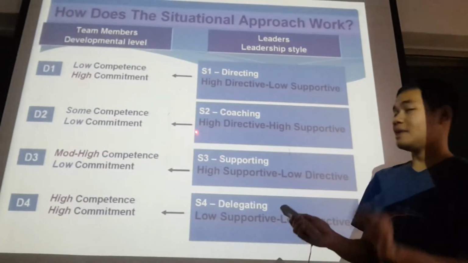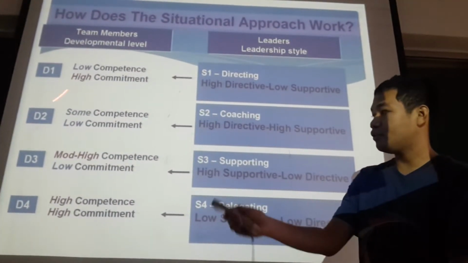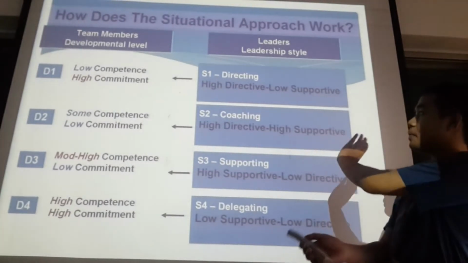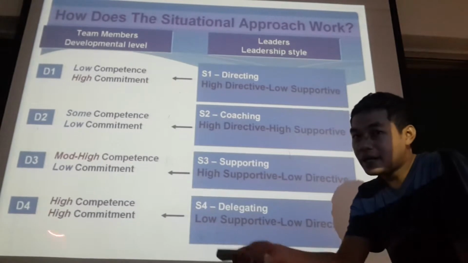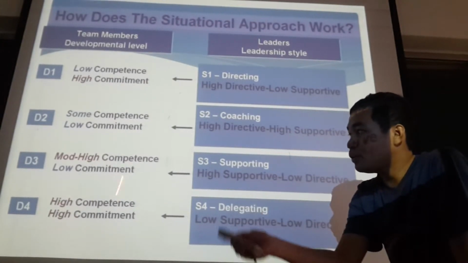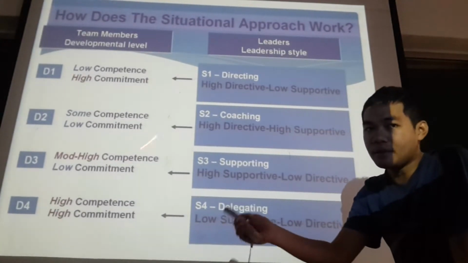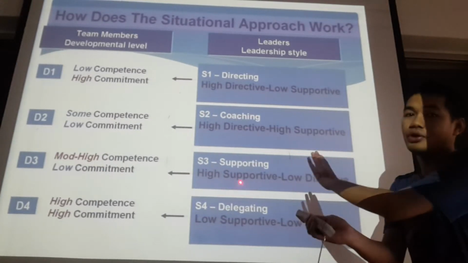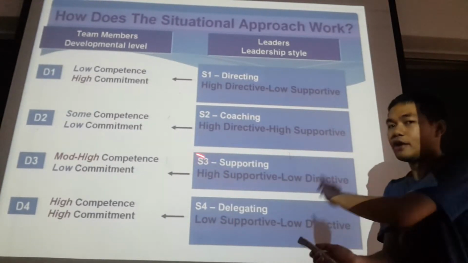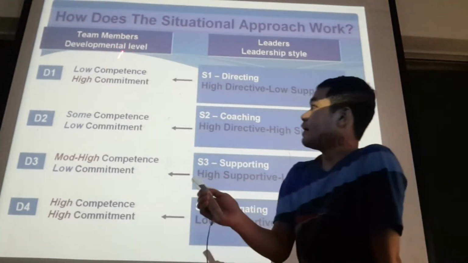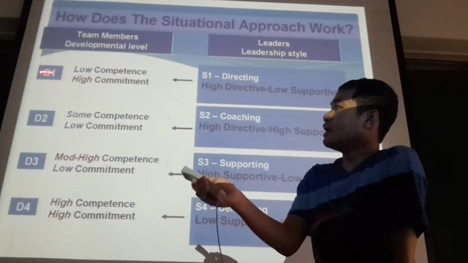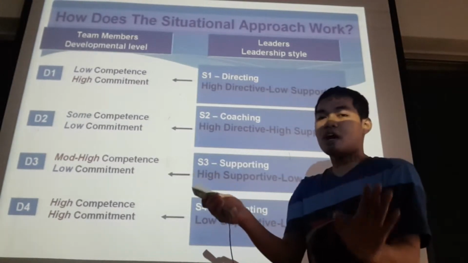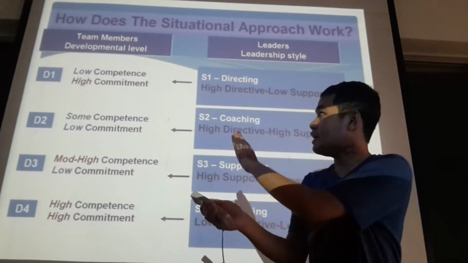Okay, now I told you already about this D1 to D4, and you also need to do like this. You need to know your team member's development, and you need to do this one. Okay, first. Okay, see again. The first one, D1 level. Imagine your staff, your team member, your followers have this kind of level.